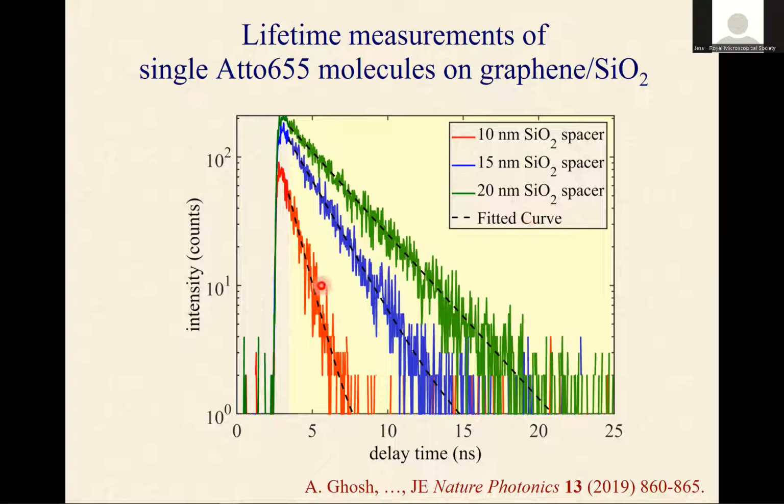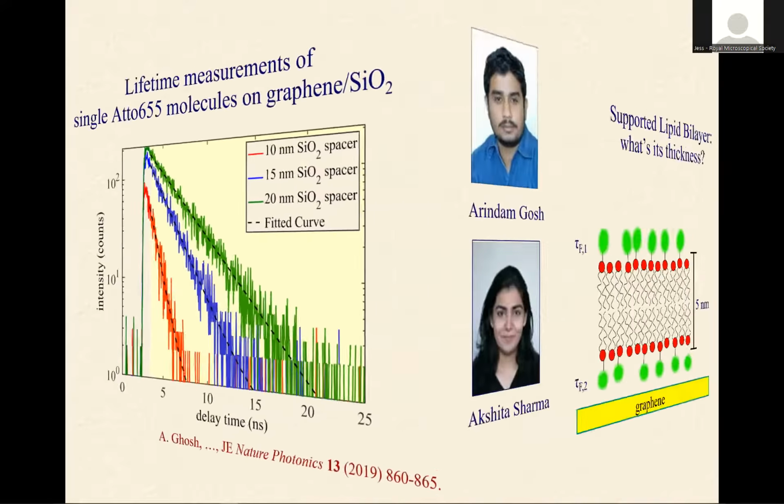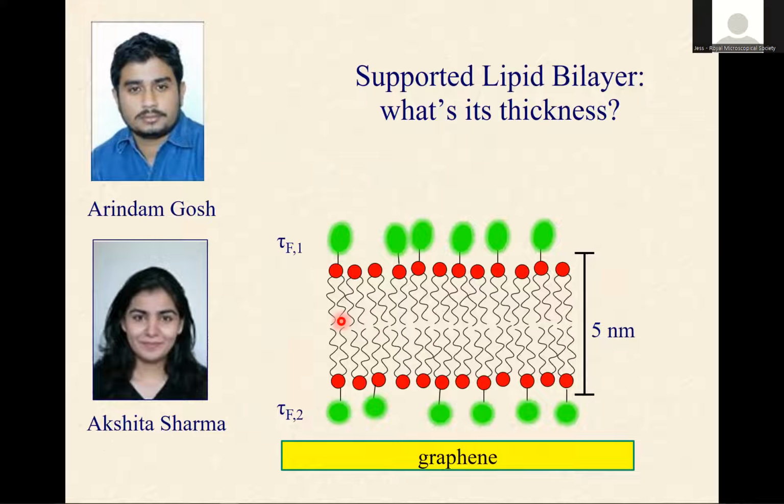And you can see very easily that by shifting the distance of the molecule by 5 nanometers away from the graphene, we see a huge change in the lifetime. And this was very promising. We said, okay, now we can do the real experiment. So we went back to the bilayer. We prepared a supported bilayer labeled on both sides densely with fluorophore.